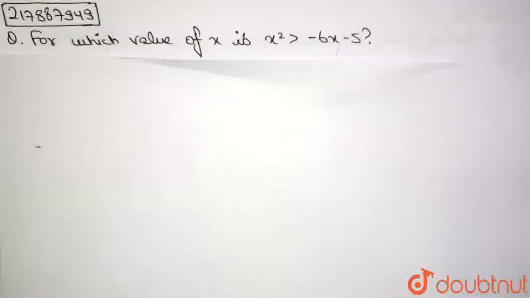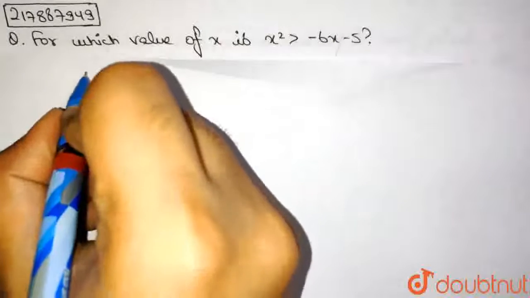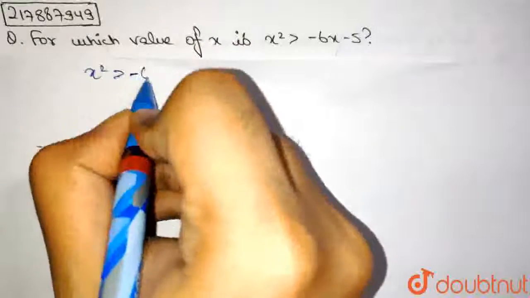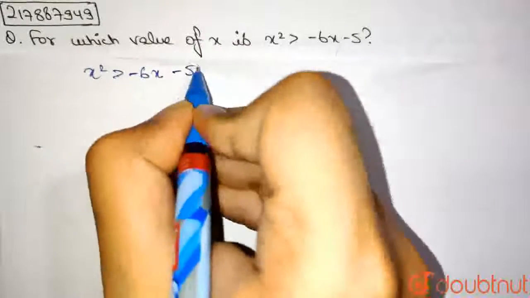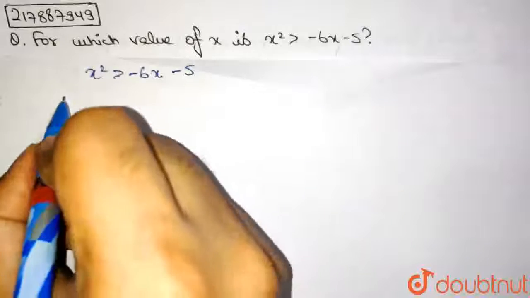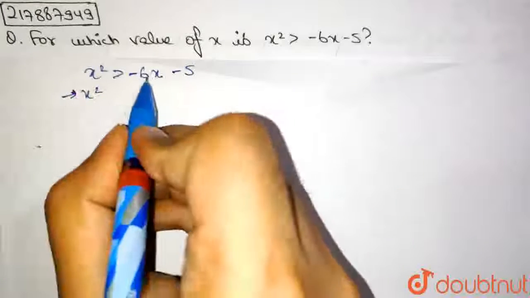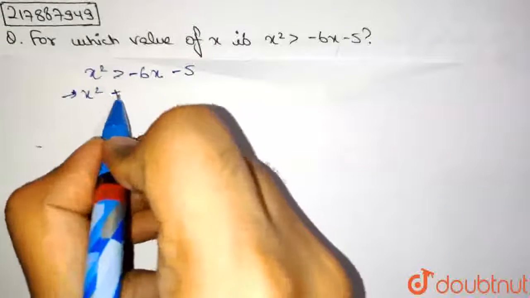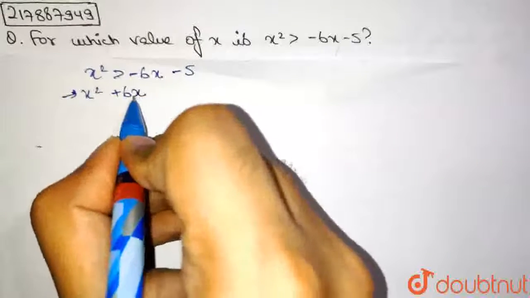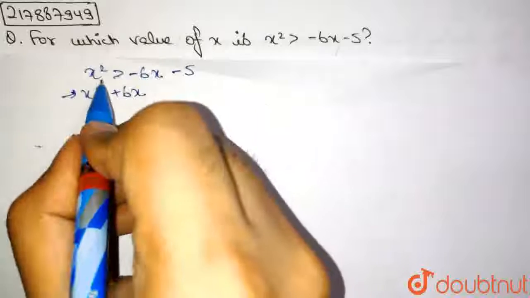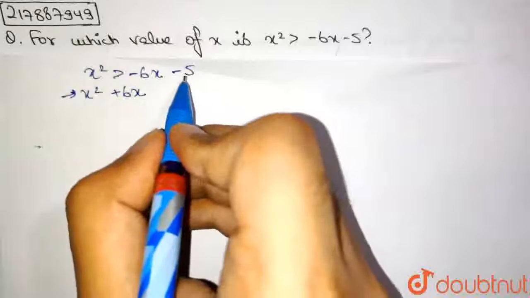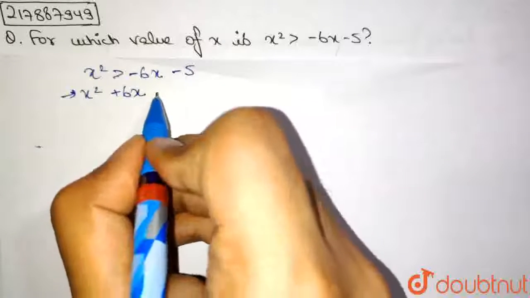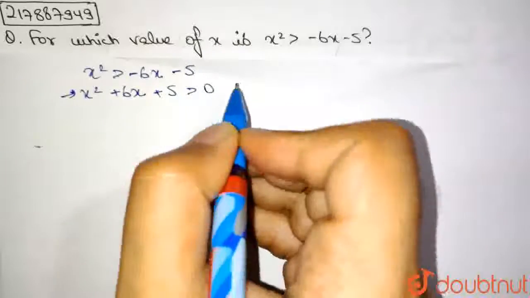Friends, welcome. The question states: for which value of x is x square greater than minus 6x minus 5? The expression given to us is x square is greater than minus 6x minus 5. So we can write this as x square. If we bring minus 6x to the other side of the inequality, it's going to be plus 6x. Similarly, if we bring minus 5 to the other side of the inequality sign, it's going to change its sign from minus 5 to plus 5. So it will be x square plus 6x plus 5 is greater than 0.